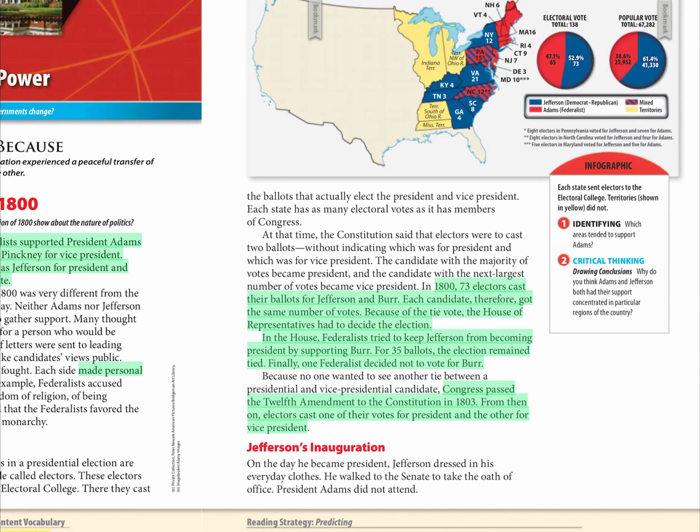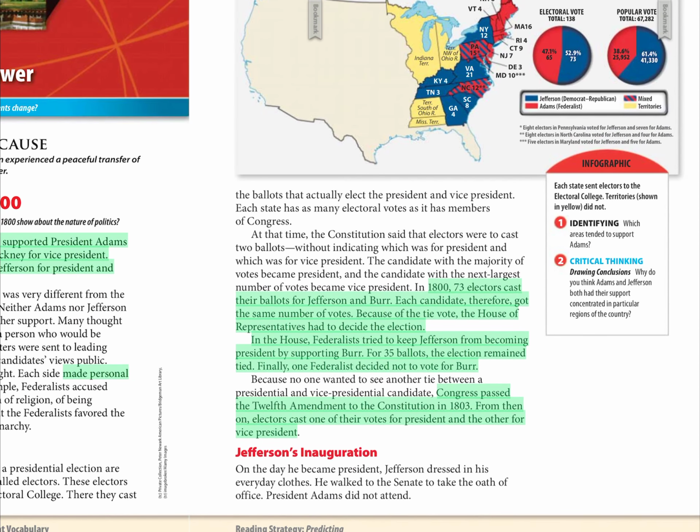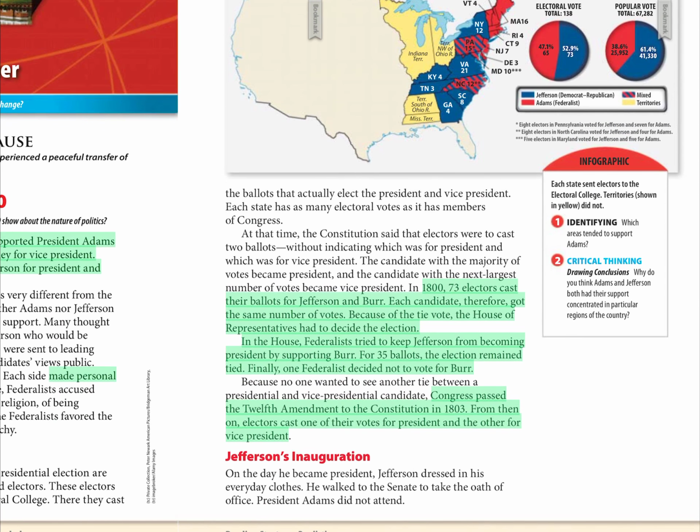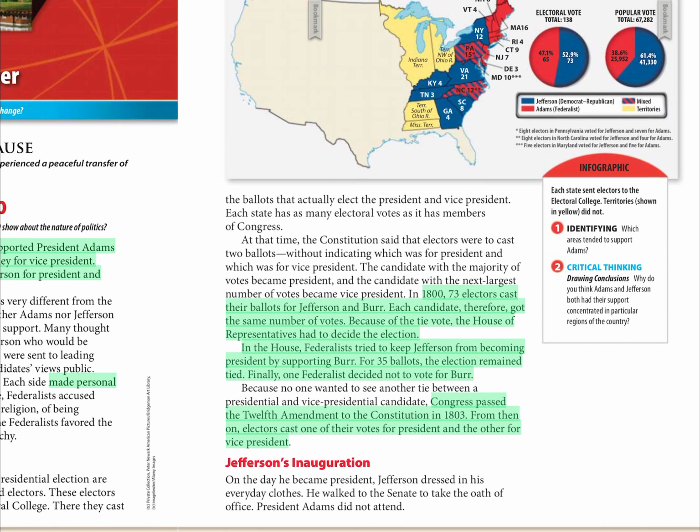Because of that tie, it goes to the House of Representatives. So the House of Representatives also was having a big debate. Both Jefferson and Burr are Republicans, right? So the Federalists didn't really want either of them, but they had a hard decision to make, which is like the lesser of two evils, okay? And so they kept debating about it and voting. They voted 35 times in a row, and they kept tying until finally the tie was broken.